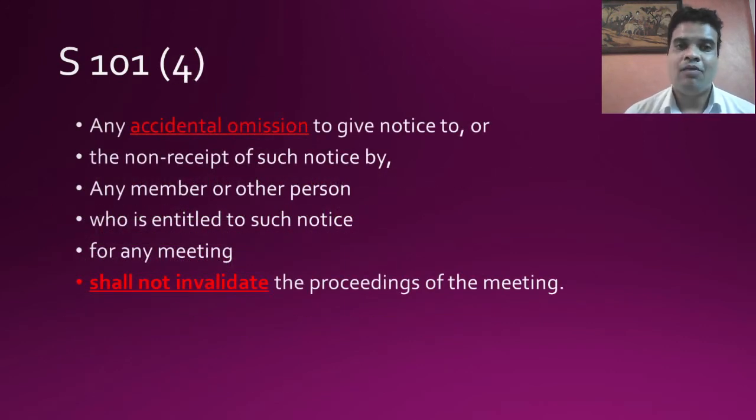Section 101 subsection 4 states that in case of an accidental omission, very important, accidental omission to give notice or non-receipt of such notice by any member who is entitled to receive such a notice of the meeting, the proceedings of the meeting shall not be invalidated just because the notice has accidentally been omitted to be given.